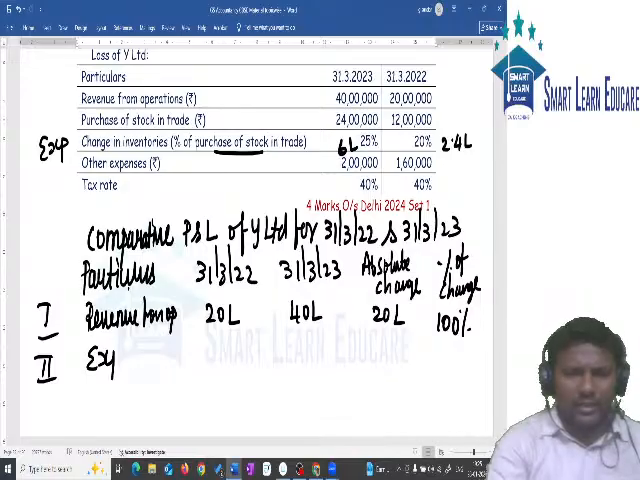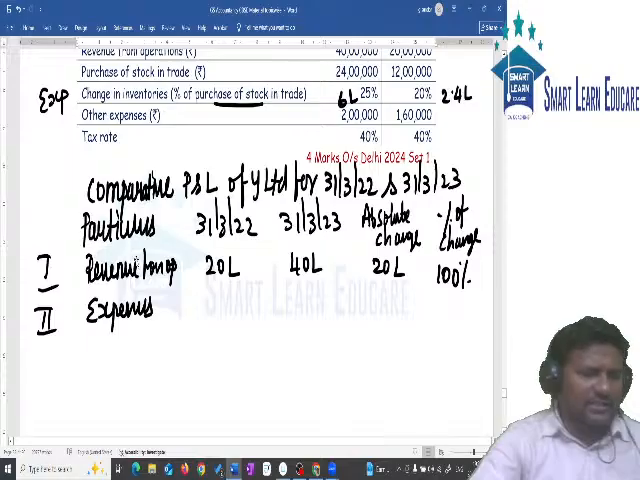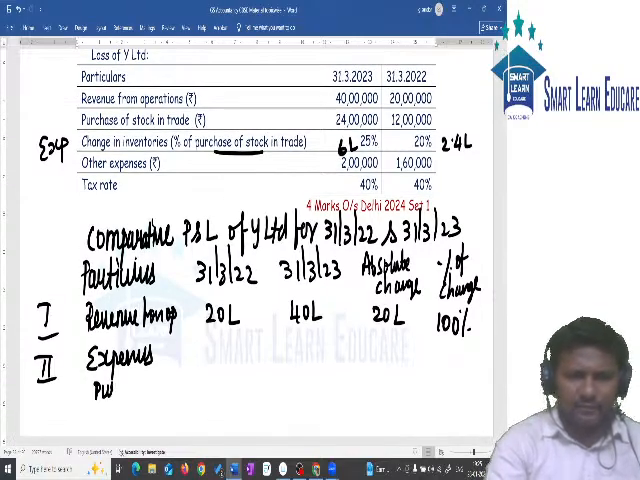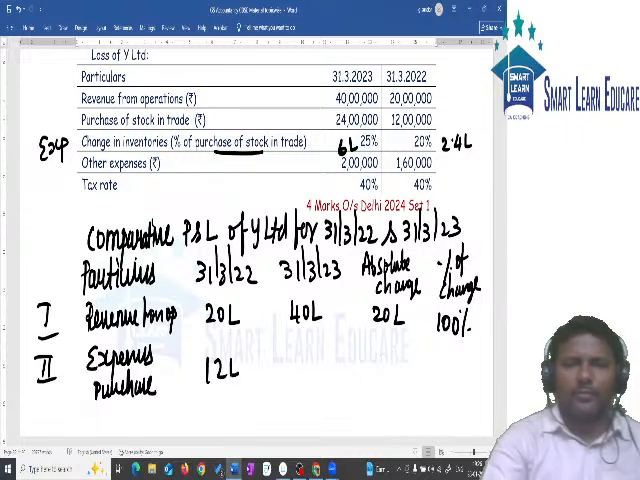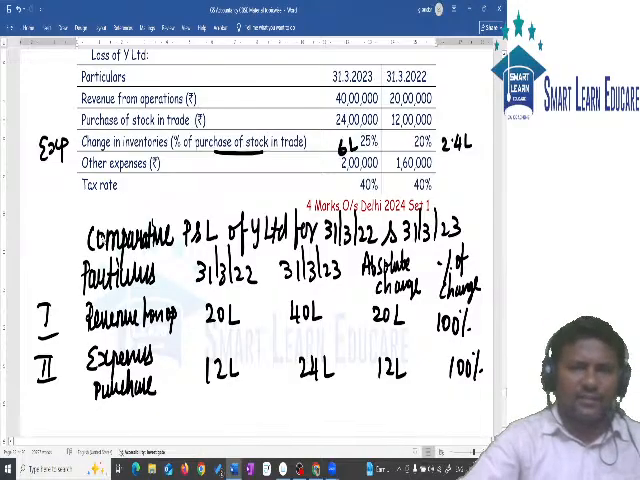Second, point number 2, expenses. In expenses, we have various expenses. First expense is purchase. It is 12 lakh last year and 24 lakh this year. Absolute change is 12 lakh. Again it is 100 percentage. The first expense is over.